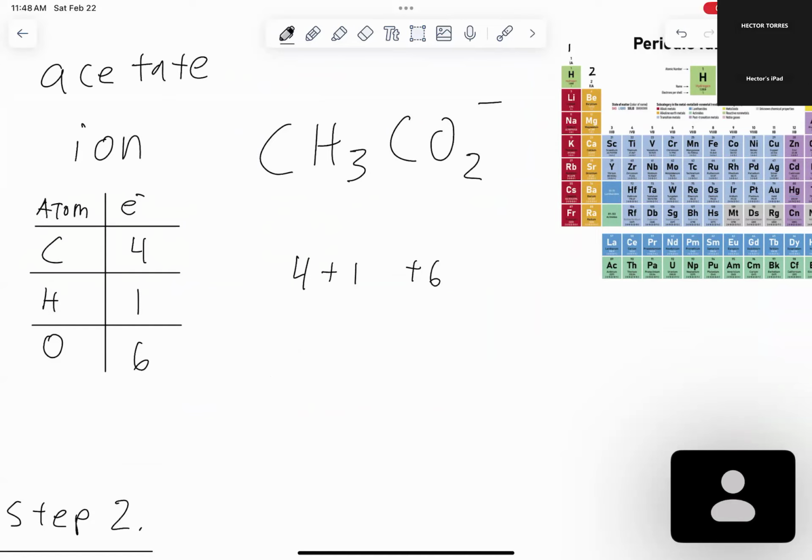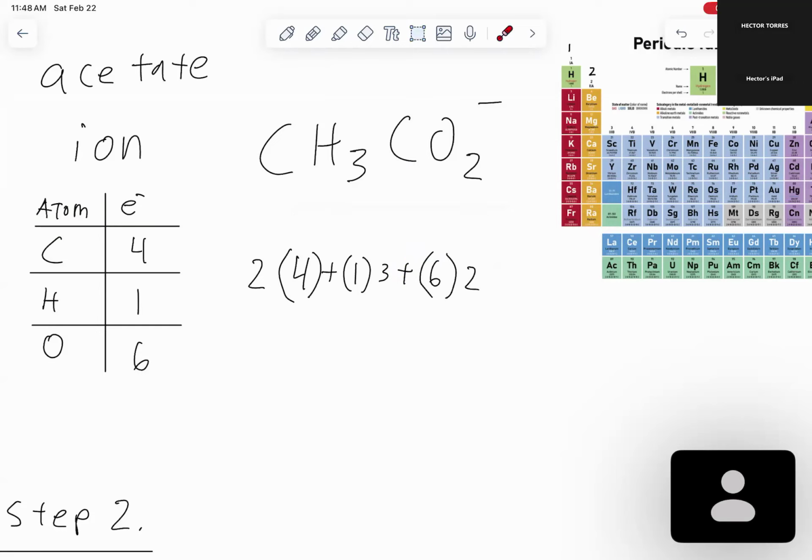Now to take into account the subscripts: there are 3 hydrogens with 1 valence electron, so we are going to multiply this by 3. For carbon, there are 2 of them, so we want 2 carbons with 4 valence electrons, and we multiply by 2. For oxygen, there are also 2, so we multiply that by 2 as well. I'm going to move this over so we can read it a little bit better.